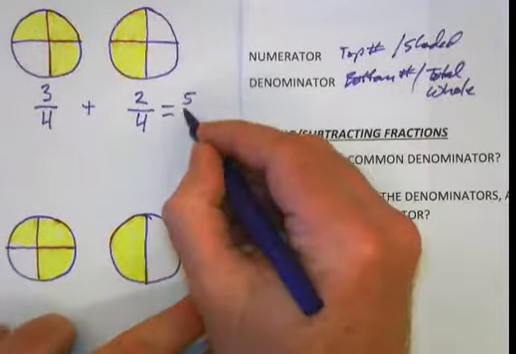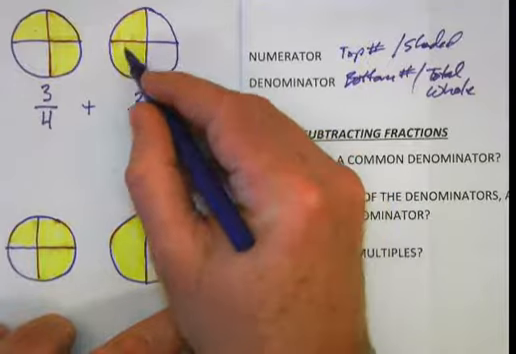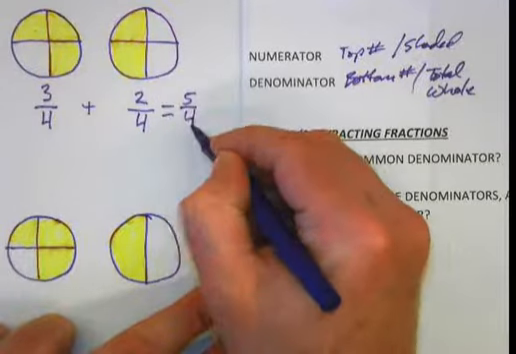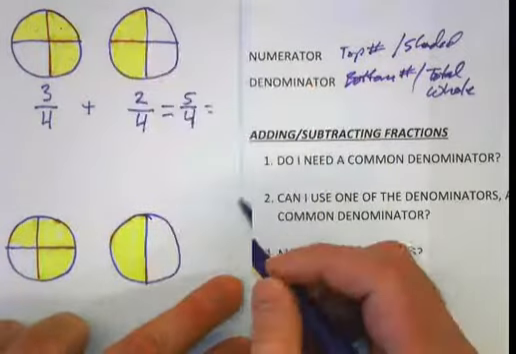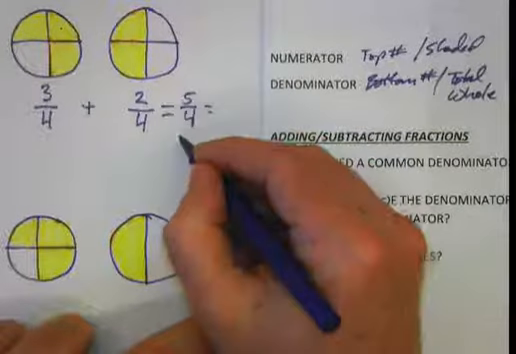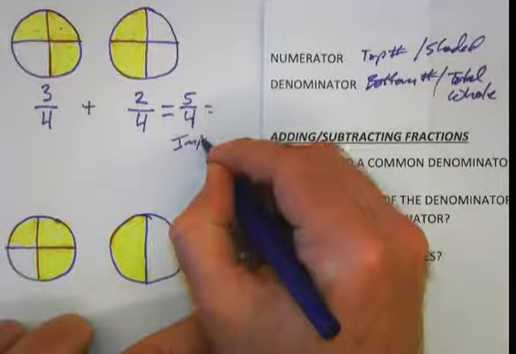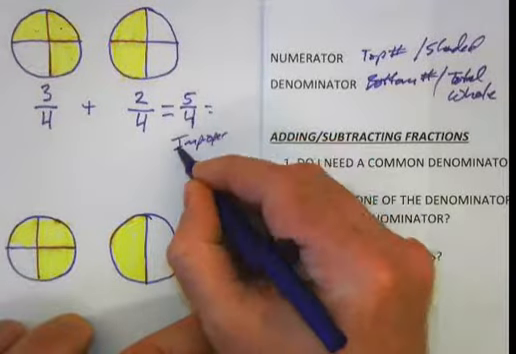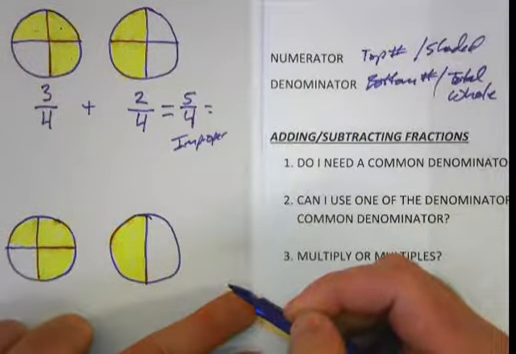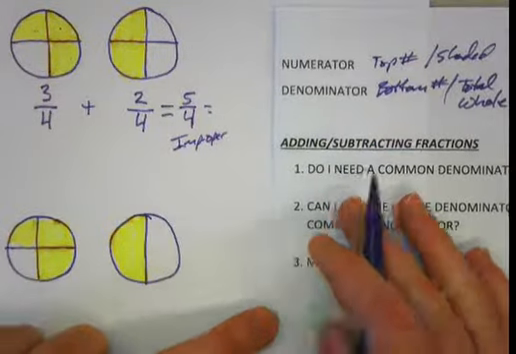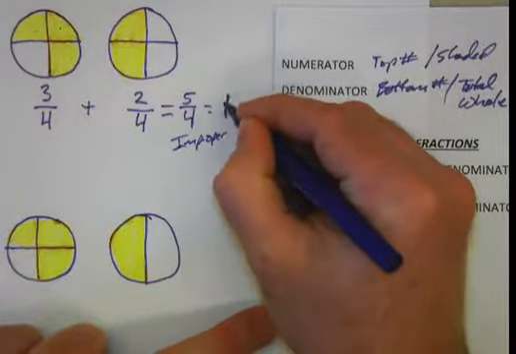And 5 what? I have 5 fourths. And 1, 2, 3, 4, 5 total. And if I look at this fraction, I call this fraction an improper fraction because it has a larger number on top than it has on the bottom. And in fact, what that means is there's actually one whole that we can make.